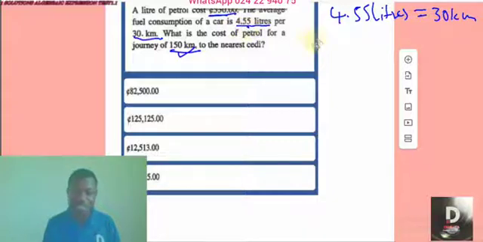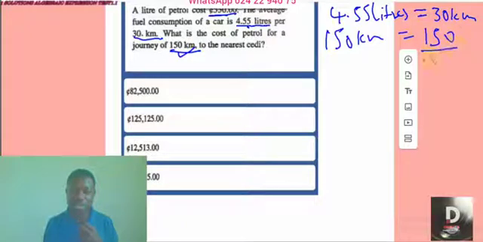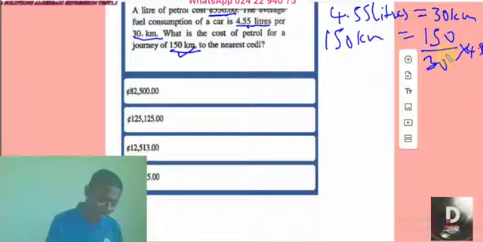You understand? So let's see. So if 4.5 liters is 30 kilometers, then 150 kilometers. We compare kilometers. You get the picture? I expect more or less? More. If more, less divide times 4.5. So 150 divided by 30 times 4.5.